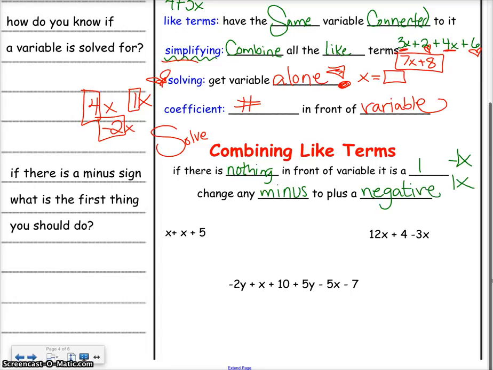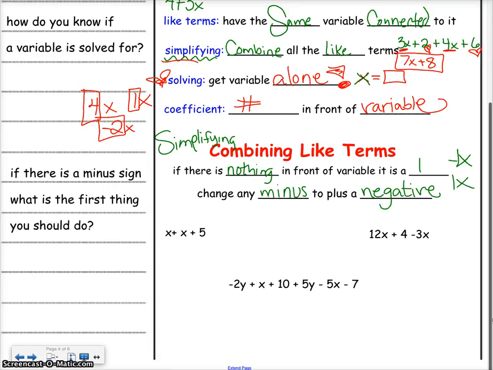All right, so 2 things we want to do. We want to see if the variable is by itself, put a 1 or -1 in front. And then we want to change any minus sign to plus a negative. All right, I guess we're not solving here because there's no equal sign. So this looks like I'm simplifying using my like terms. Oops, I didn't look ahead. So this is simplifying. That means I'm not solving because if you recall, solving, you have a variable all by itself. So this is just combining like terms.